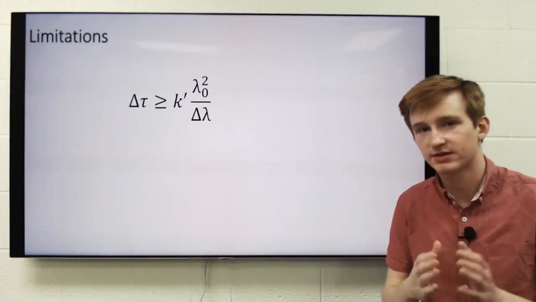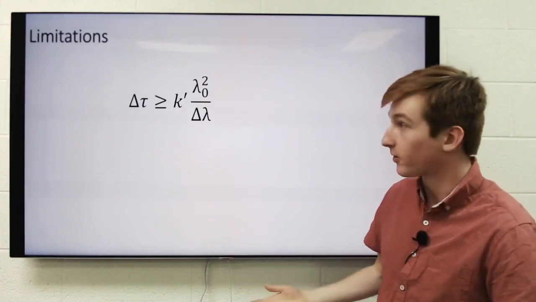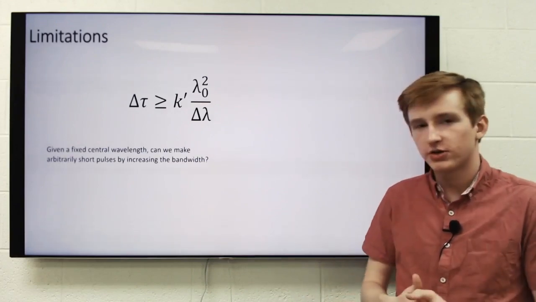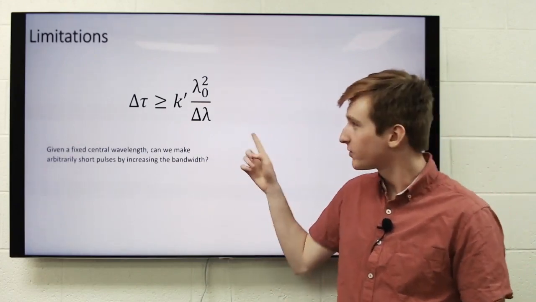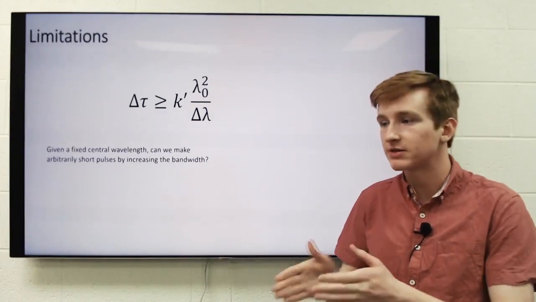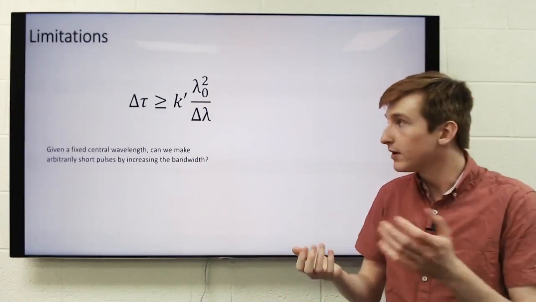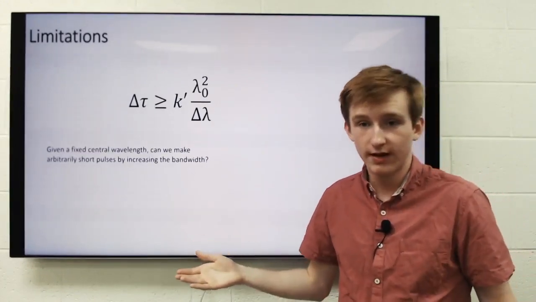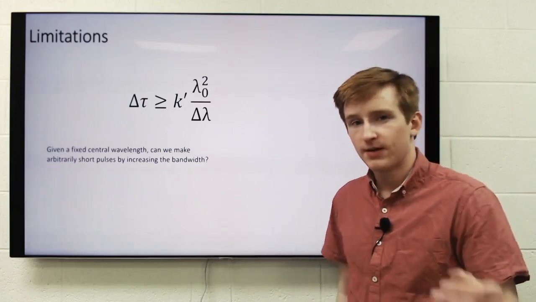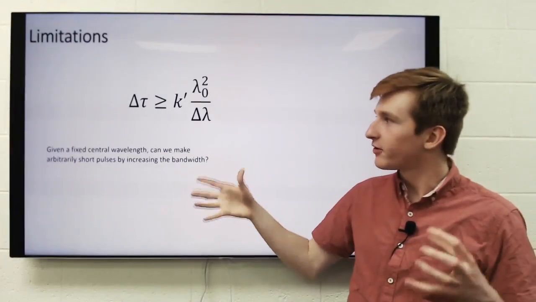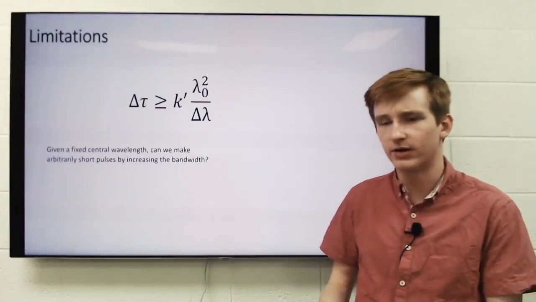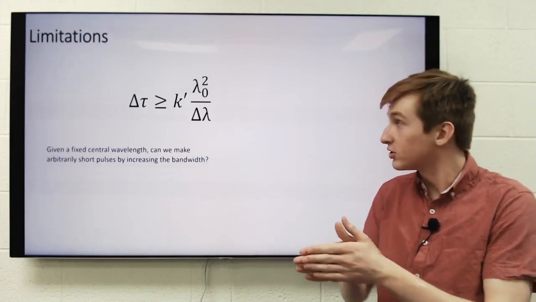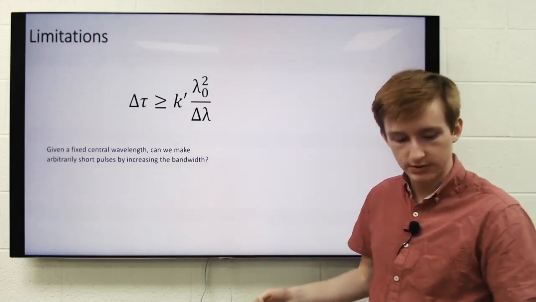So there's some limitations to this, right? And these limitations can be shown through the following question. If you were given a fixed central wavelength, can you make arbitrarily short pulses by just increasing the bandwidth? And that's sort of what this implies. Let's say we're going to center our pulse at 800 nanometers. According to this equation, you should be able to increase your bandwidth as much as you want, and then you can get as short of a pulse as you want. But this isn't true. You can't do this. And this is a fundamental limitation, and this is the problem when you talk in wavelength. So if given an 800 nanometer pulse, can I just get an arbitrarily large bandwidth and get a short pulse? And the answer is no.